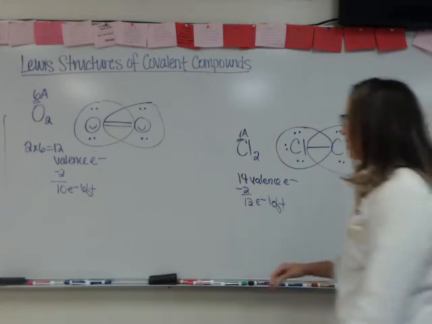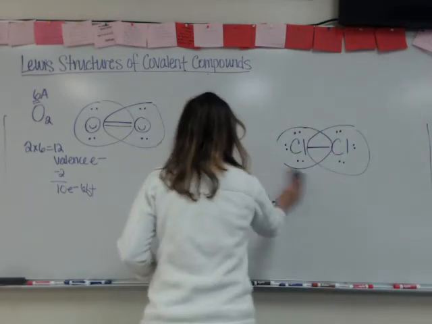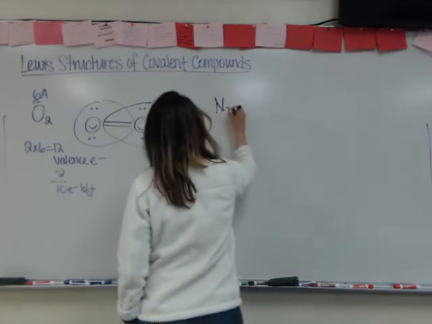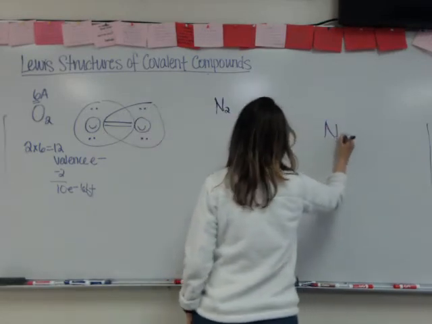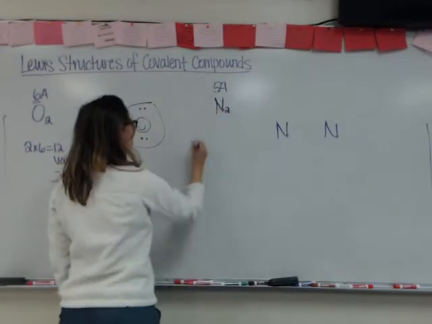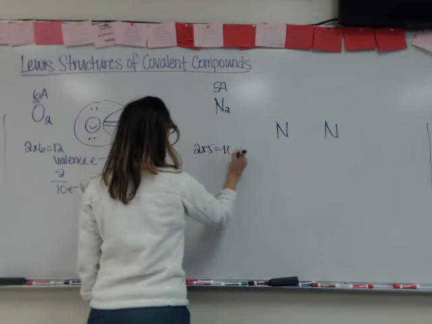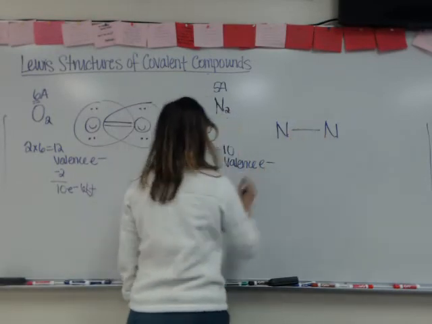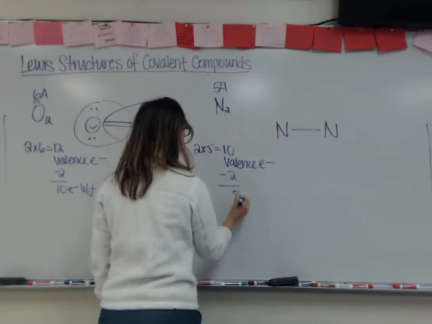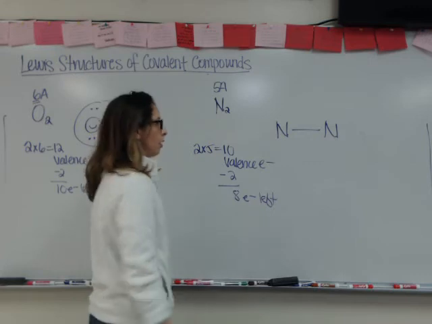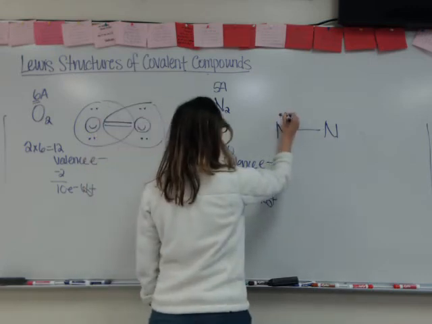Now, let's take a look at N2. N2 will look symmetrical if I put them next to each other. Nitrogen is in group 5A. So 2 times 5 is going to give me 10 valence electrons. When you draw in a line, you use 2 electrons. I have 8 electrons left. I'm going to put the remaining 8 electrons on the nitrogens in pairs.